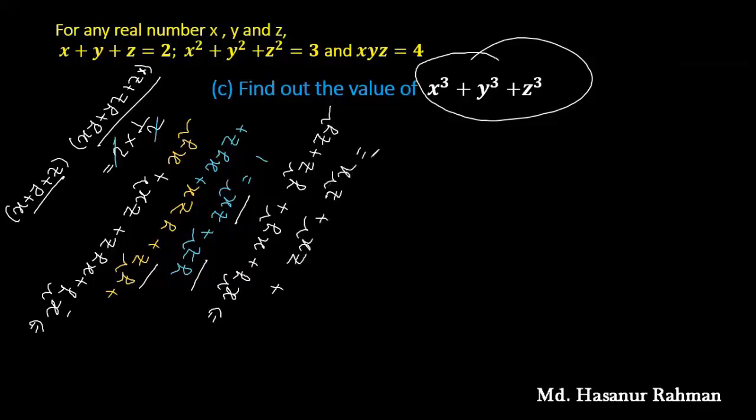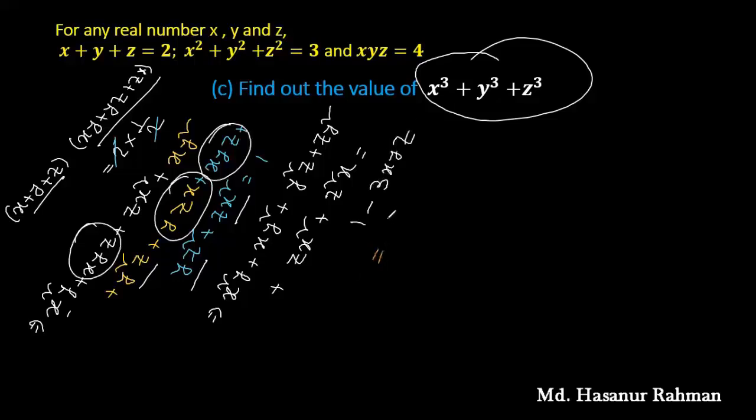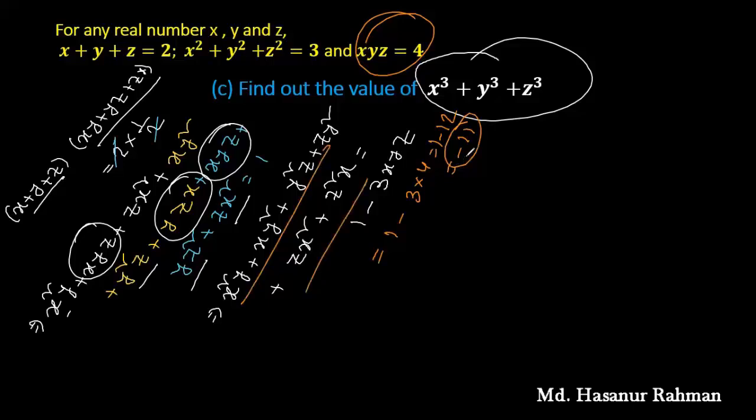And that is equal to 1 minus, there is xyz, xyz, xyz. So 1 minus 3xyz. So what is the value of 1 minus 3xyz? 1 minus 3 times the value of xyz, which is 4. So 1 minus 3 into 4, that is 1 minus 12, that is minus 11. So we can easily write the value of this one is minus 11.